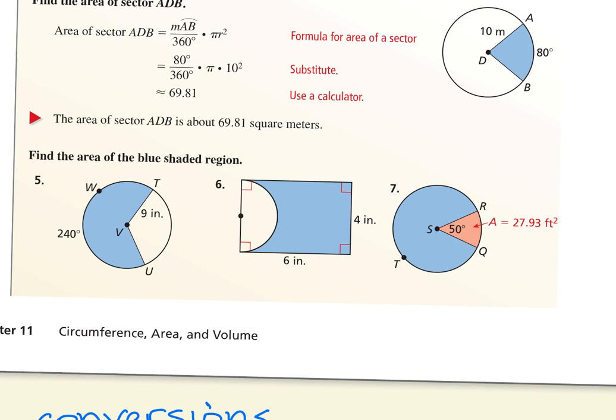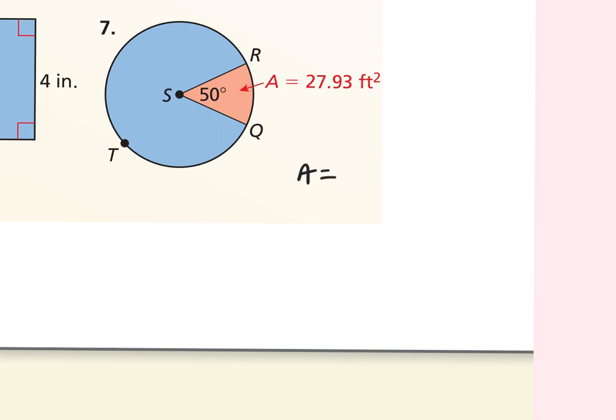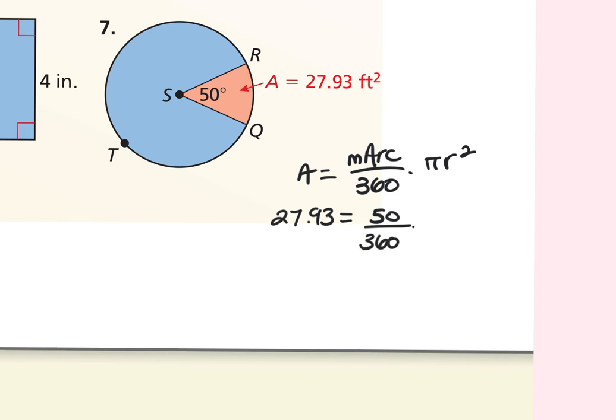The radius. So if the area of a sector equals the measure of the arc over 360 times pi r squared, and I have the area, it's 27.93, and I have the measure of the arc, then I can work from here. So I could cancel out the zeros just to make my life a little bit easier. But because it's in decimal form, I can multiply both sides by the 36. Or I could have kept 360 and multiplied by 360. Like, it's up to you.